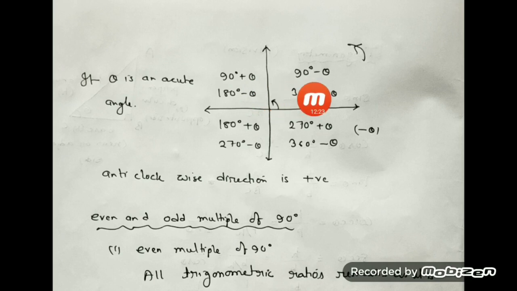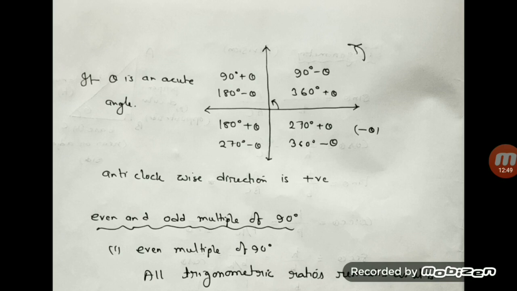But if the revolving ray, suppose this is a starting line, initial line, if it travels in this direction, clockwise direction, acute angle theta, so the angle will be minus theta. So these things you have to know, it will be used later on. This is a very important thing. You have got all these things in class 11. Just I want to remind you very briefly.